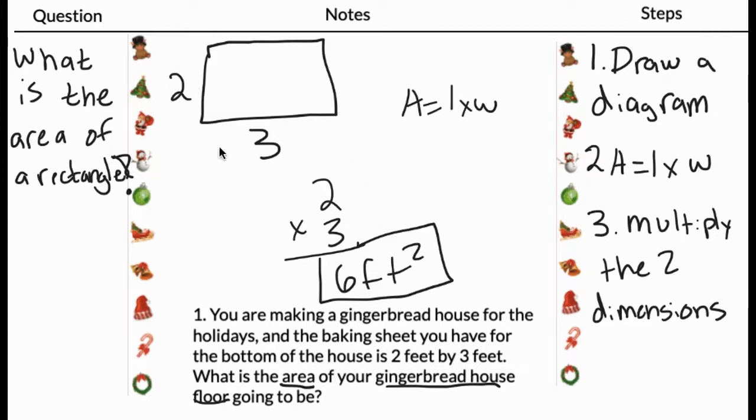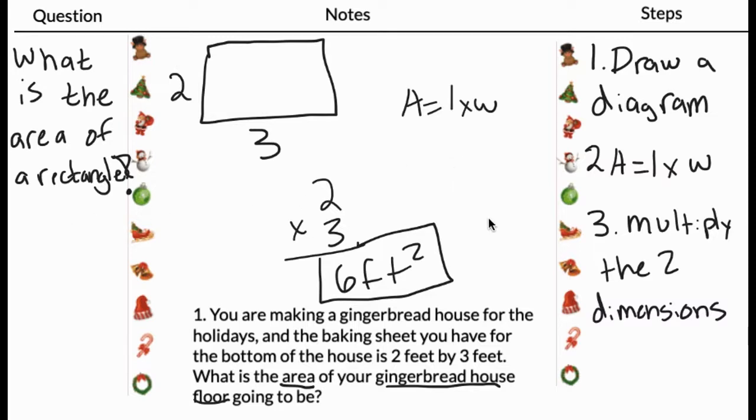But now, not only can you do that, but you can actually look at the question here and understand that this question, well, it's not saying a gingerbread house, blah, blah, blah. It's saying, what is the area of a rectangle? So, okay, I know that if I'm looking at these notes, it's telling me that I'm studying how to find the area of a rectangle.